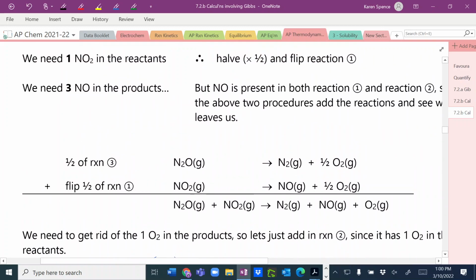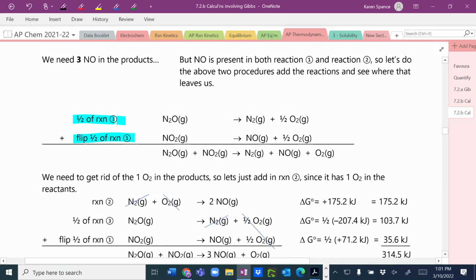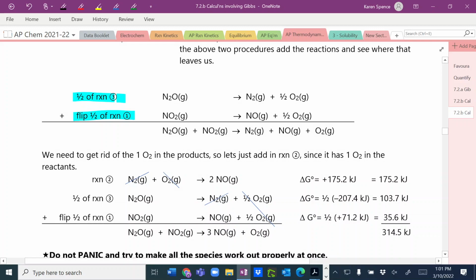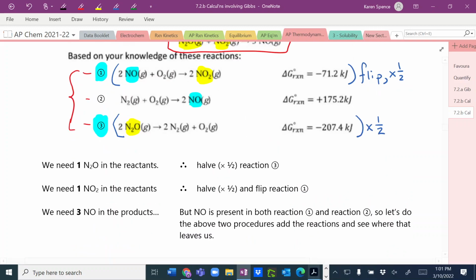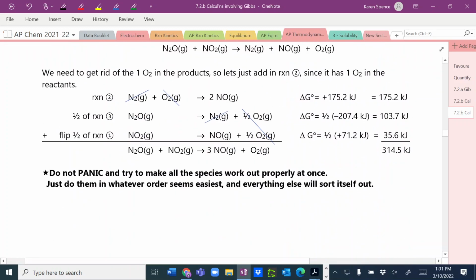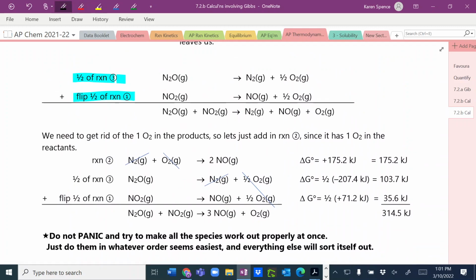So we have half of reaction 3, and we've flipped half of reaction 1, and now I've added them up, right? And I say, oh, that's grand. This is what it gives me if I add them up. I actually don't want an O2 in the products, right? My overall reaction, is that right? Yeah, I just forgot to cancel it out down here. This shouldn't be here, this is gone. Those got canceled out. Scribble that out.